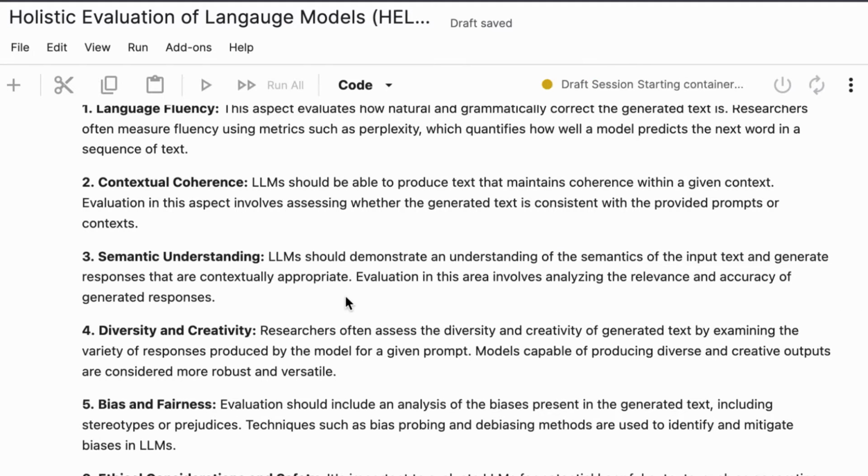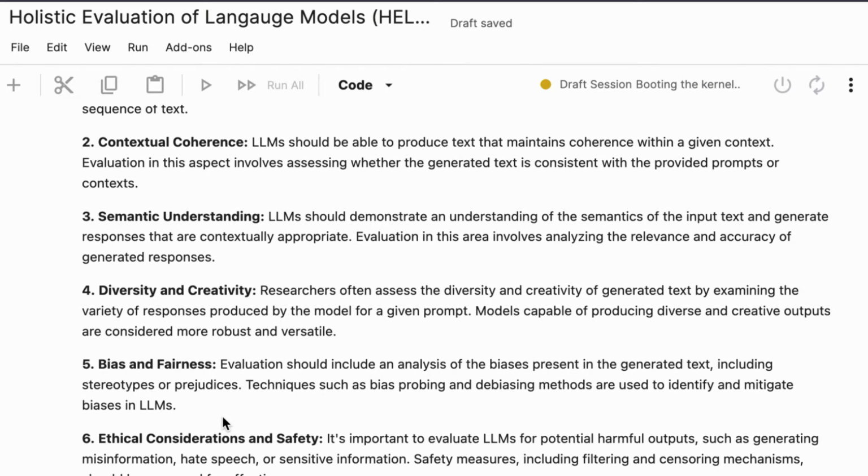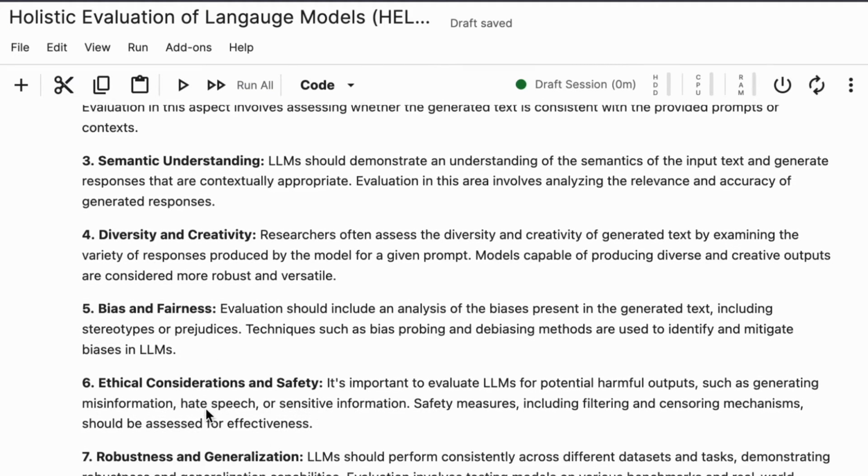Then we have diversity and creativity. When we give it a prompt, we also need to check that it creates a diverse and creative response for that prompt. Then we also check for bias and fairness, for example with respect to certain races or genders or anything like that. We also need to evaluate our large language model for bias and fairness.